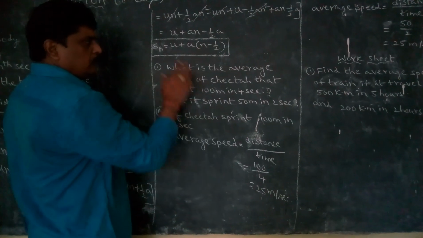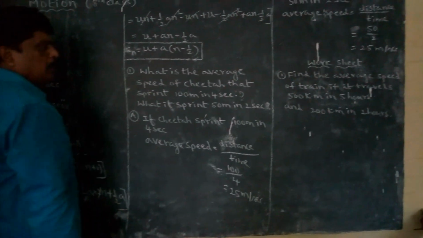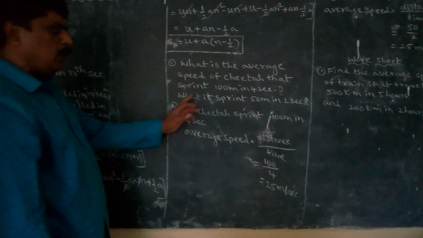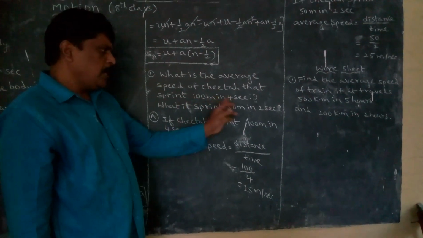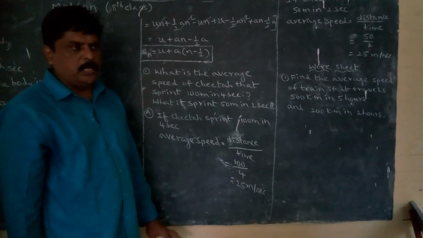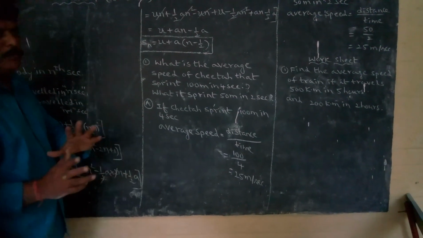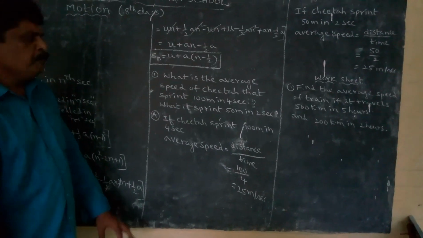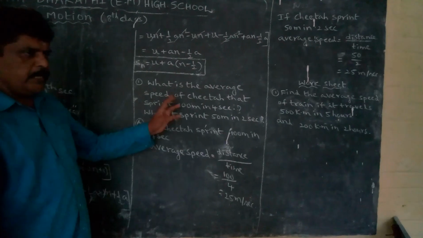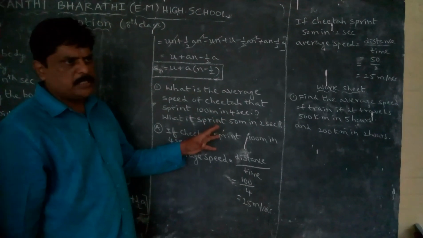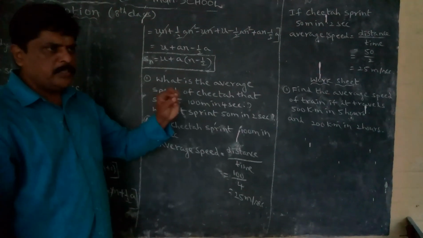You have to practice this two times. Okay. Next, I have given a sum for you. What is the average speed of a cheetah that sprints 100 meters in 4 seconds, and 50 meters in 2 seconds? A cheetah, a leopard-like animal, runs and jumps when we catch it. It travelled 100 meters in 4 seconds. The question asks what is the speed of the cheetah.